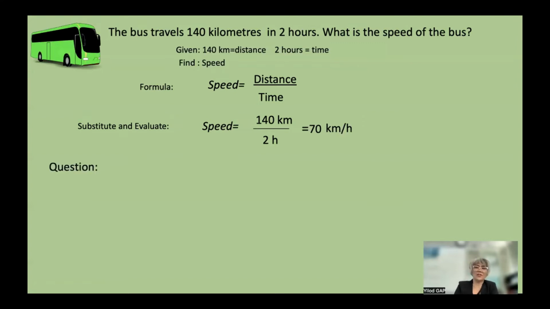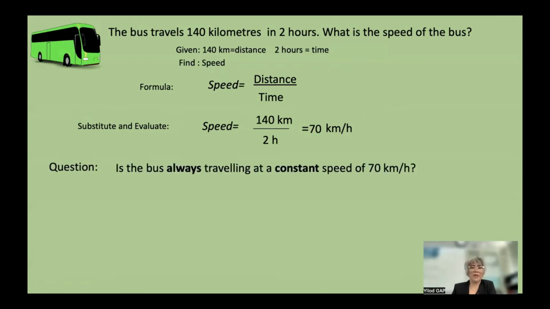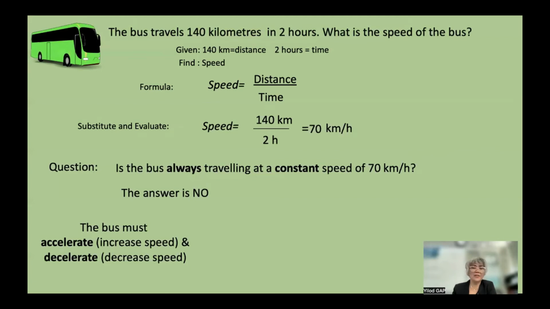There is one question that comes with this problem, guys. Is the bus always traveling at a constant speed of 70 kilometers per hour? Meaning the speed did not change for 2 hours? The answer is no, it's not constant. So we have the bus maybe at some point or points increase the speed or accelerate, and maybe at some point or points the bus decreased in speed, so decelerate.